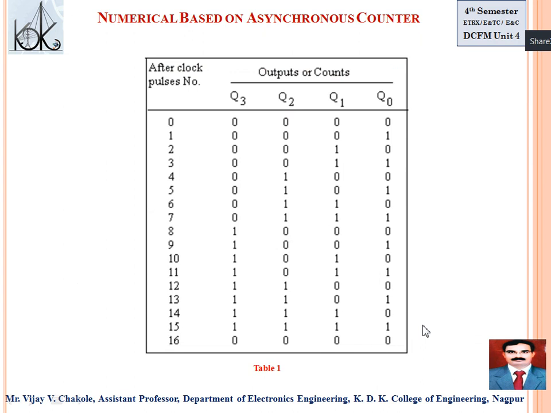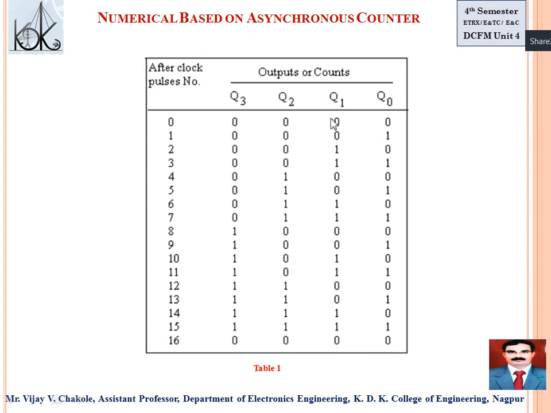I have shown the sequence in a table form. Initially your counter is in 0, 0, 0, 0. When the first negative edge comes, it goes to 0001, right? Then second 0010, then 0011. In that way 4, 5, 6, 7, 8, 9, 10, 11, 12, 13, 14, 15, and whenever the 16th clock pulse comes, it goes to 0, 0, 0, 0. Right?